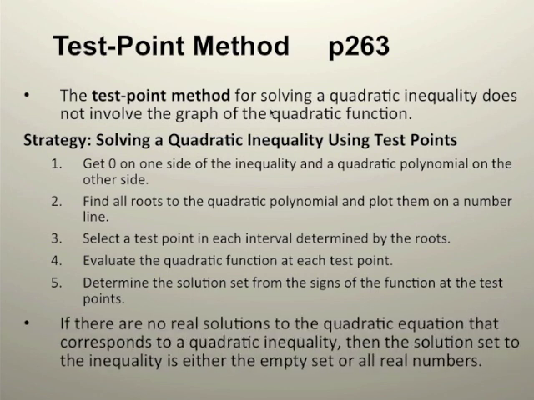If there are no real solutions to the quadratic equation that corresponds to a quadratic inequality, the solution set is either the empty set or all real numbers. So if there are no roots to the quadratic equation, then it's either the empty set or all real numbers, depending on what the inequality says.